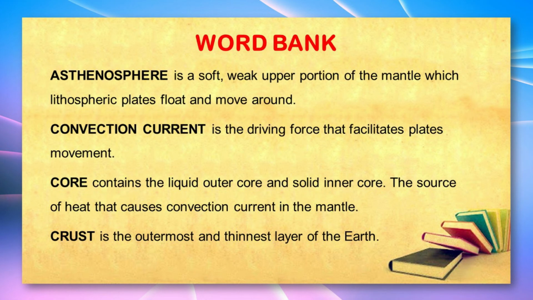Word bank. Asthenosphere is a soft, weak upper portion of the mantle on which lithospheric plates float and move around. Convection current is the driving force that facilitates plates movement. Core contains the liquid outer core and solid inner core, the source of heat that causes convection current in the mantle. Crust is the outermost and thinnest layer of the Earth.